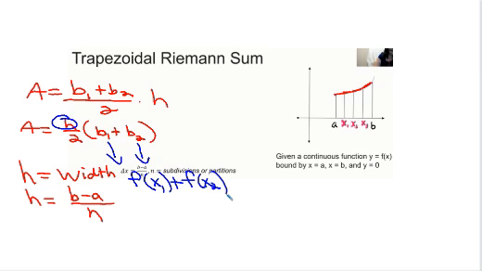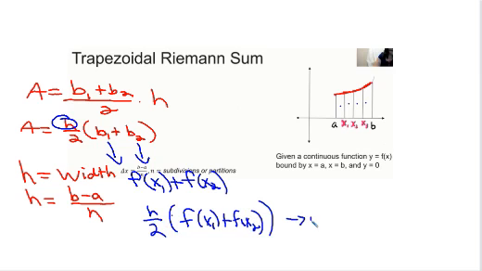It depends upon how many trapezoids, but in this picture here, there's 1, 2, 3, 4. I would have to do f of x sub 1 plus f of x sub 2 times that height divided by 2. I would have to do that 4 times. And then we'd have to add them all together. You have to do it individually, and the reason we're doing it individually is because these function values here all change.